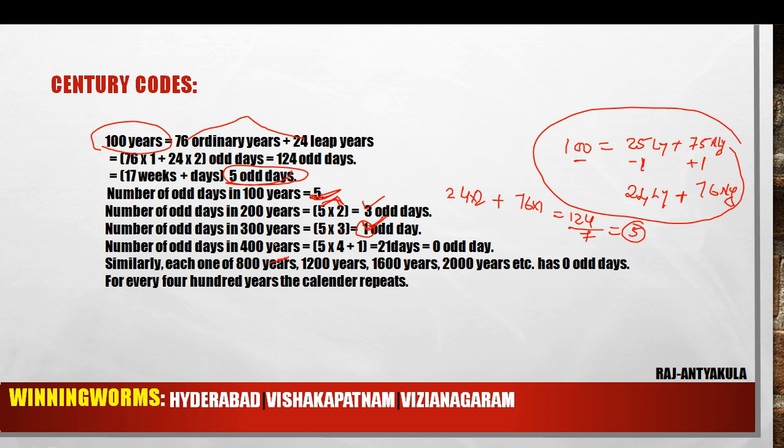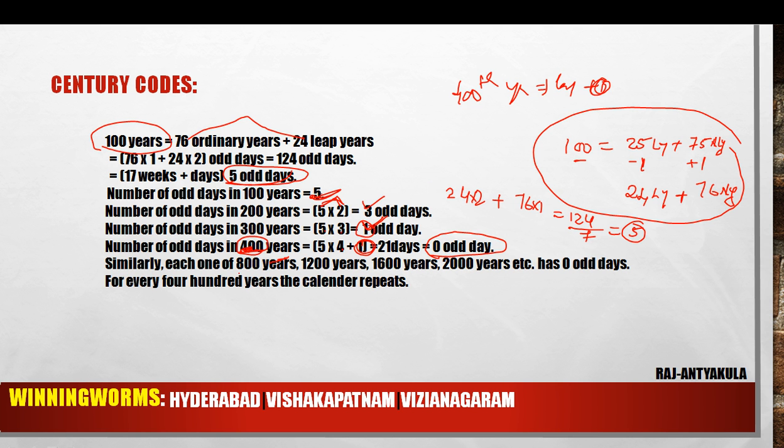Look at here carefully. For 400 years, 5 into 4, 20. But here the 400th year is a leap year. So you'll get 1 more odd day, because a leap year contains 2 odd days. For that reason, we're adding 1 here. Okay. So 5 into 4 plus 1, 21. When 21 is divided by 7, what is the remainder? 0. It means for 400 years, the number of odd days is 0.